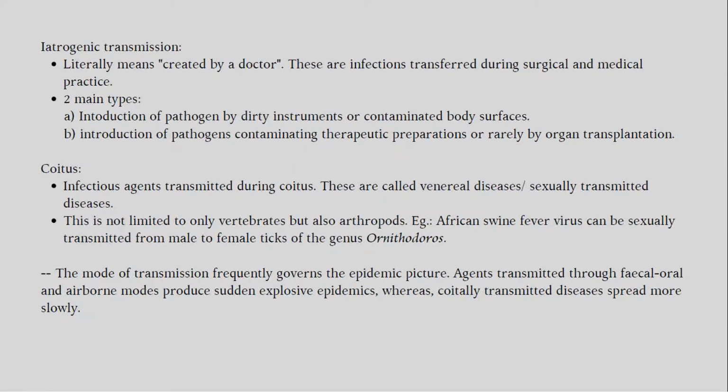Next is the iatrogenic transmission, which literally means created by a doctor. That is, these are the infections which are transferred during surgical or medical practices by the doctor. And there are two types. First is the introduction of pathogens by contaminated or dirty instruments, and second is the introduction of pathogens which contaminate the therapeutic preparations like the drugs or the anesthesia which is injected into the host body, and this can also occur rarely by organ transplantation. Next is the coitus.